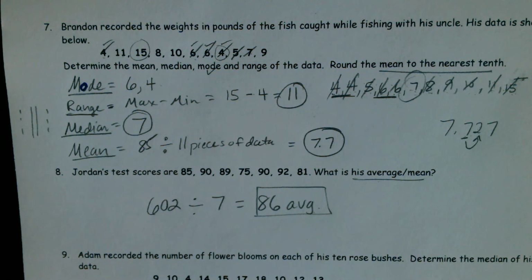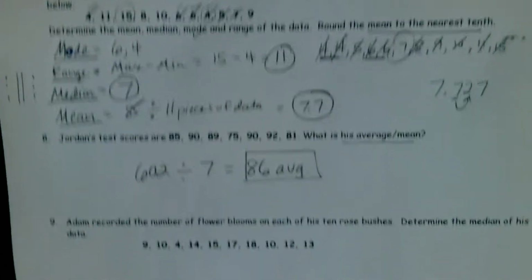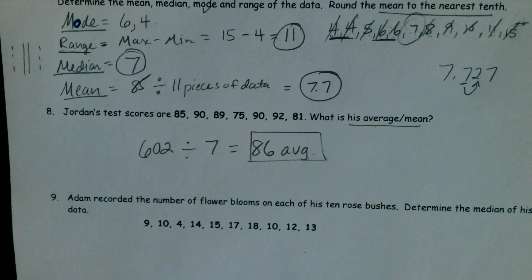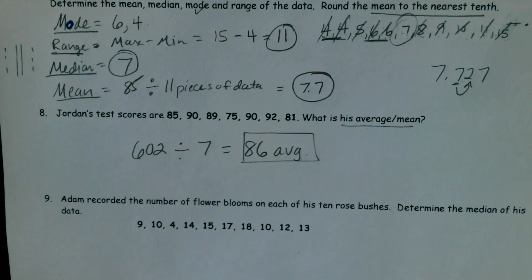I always like to do it twice. And I think I got it. 602. Okay. Number 9. Adam recorded the number of flower blooms on each of his 10 rose bushes. Determine the median of his data.